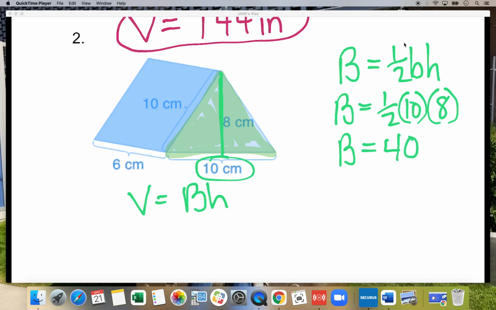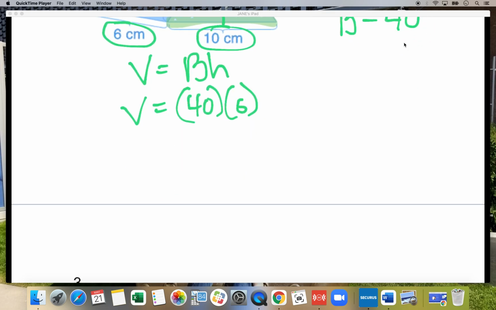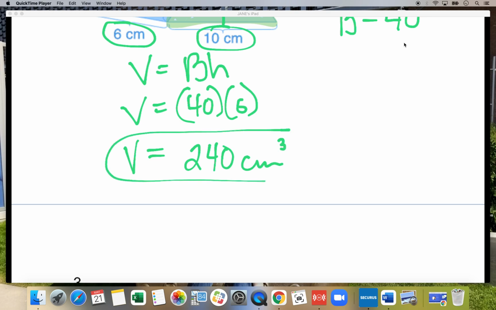Now what I'm going to do is follow that. I'm going to come through here and write 40. The height of my figure is 6. The volume then is the product of 40 times 6, so I end up with 240, and this will be centimeters cubed.